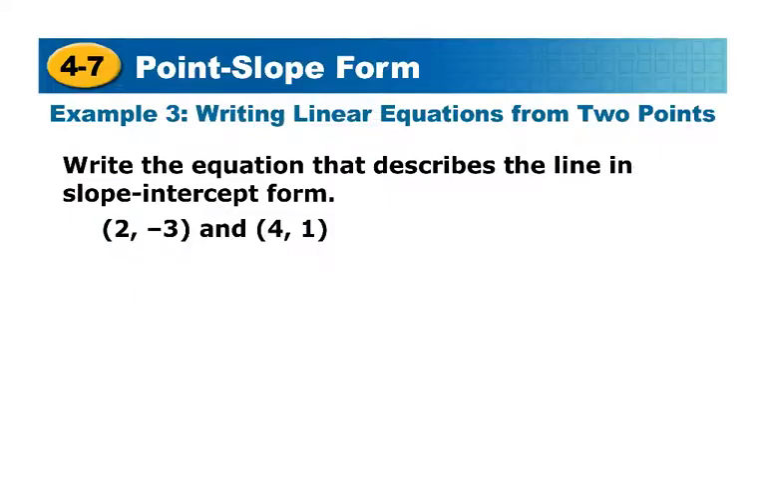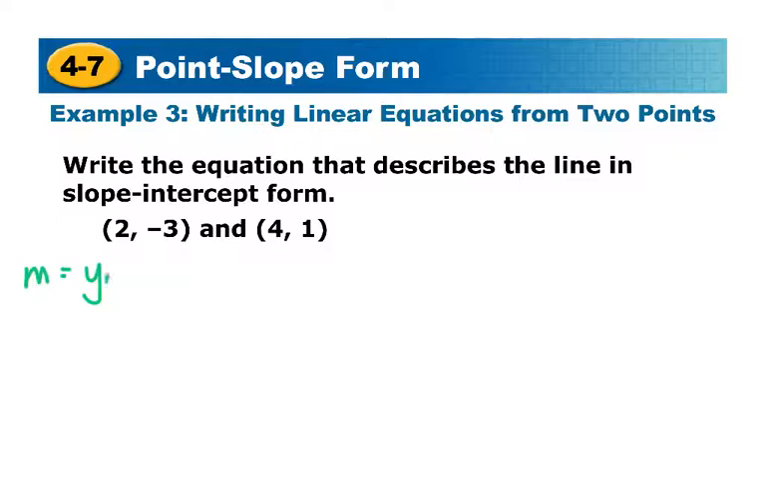Alright, so we're going to try one more example, and then we are going to be done with this. So, next one here, I want you to write an equation that describes the line in slope-intercept form. And what do we notice? There is no slope. So that means that we're going to have to first, instead of just being given the slope like in our previous ones, find the slope.